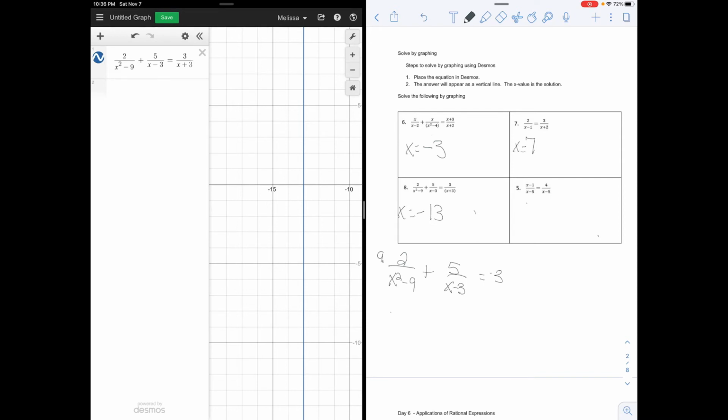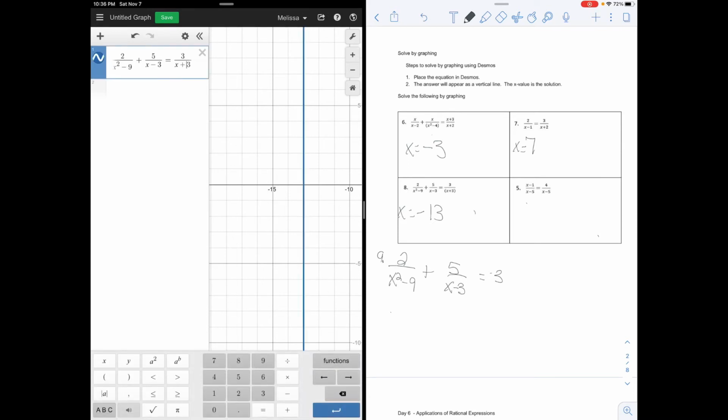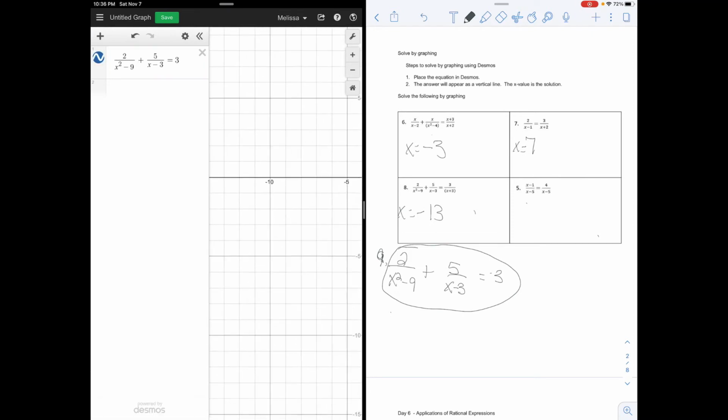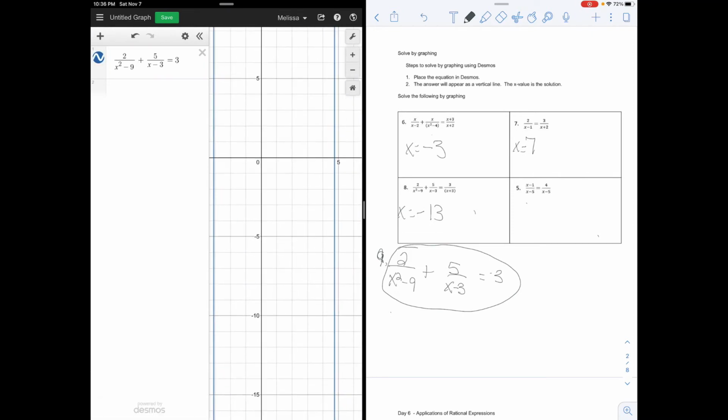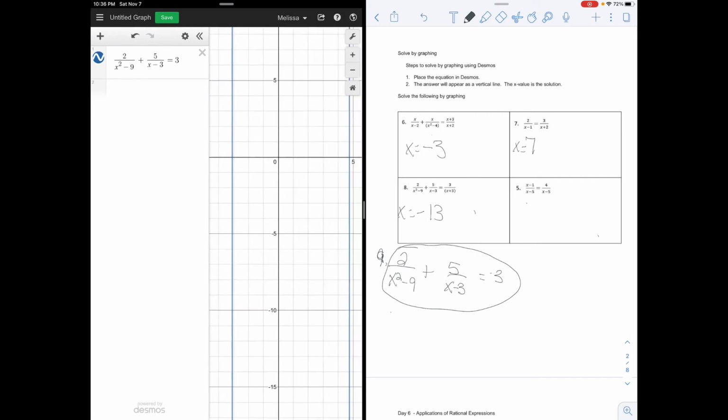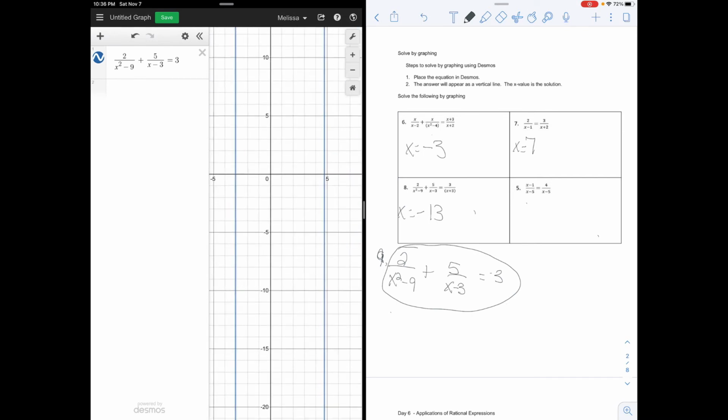Now, with rational expressions, sometimes you can get more than one answer. So I just made this problem up, number 9, because I wanted to show you sometimes you can get more than one answer. And what that's going to look like is just 2 vertical lines. Okay, so you say, well, I don't see any vertical lines. But again, we got to scroll over to see them. So I have 2 vertical lines. Notice one is at negative 3.